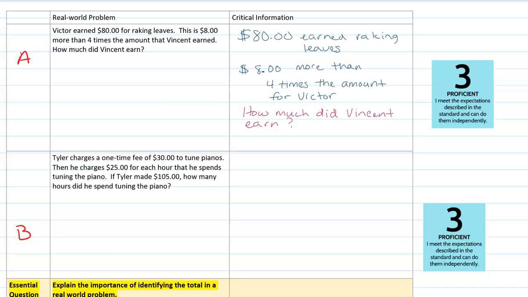Okay, so we have $80 for raking leaves, and that matches. We have 4 times the amount Vincent earned. Oh, whoops, I should take that back. $8 more than. We have an additional fact here, 4 times the amount that Vincent earned. Now, I know that sounds confusing, but we are going to practice to see how we can put this together. And of course, the question right here is, how much money did Vincent earn?